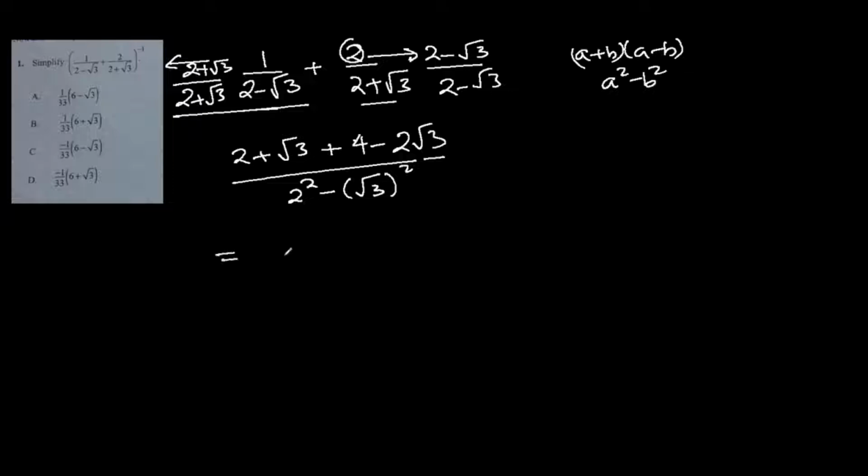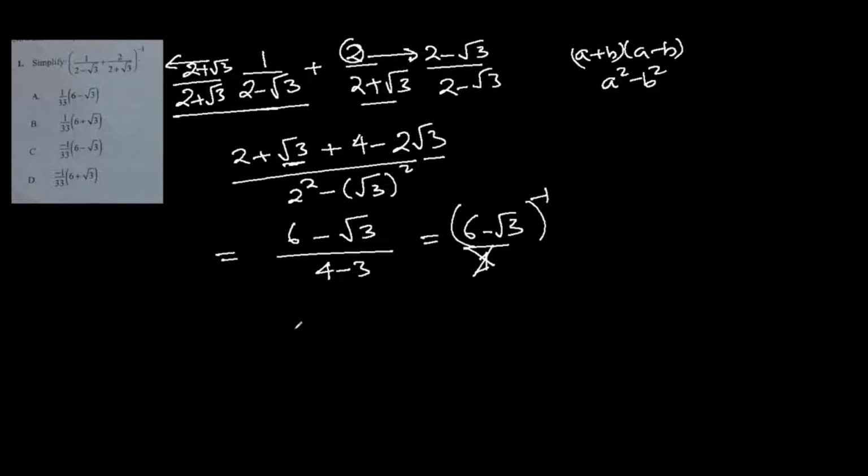Right, the denominator is 4 minus 3, which is 1. So what will be the numerator? It will be 6, and square root 3 minus 2 square root 3 will be minus square root 3, which comes out to be 6 minus square root 3 over 1, and there is no need to write this. Alright, now we'll apply the power negative 1. When power negative 1 is there, we reciprocate to make it positive. So it will be equal to 1 over 6 minus square root 3.